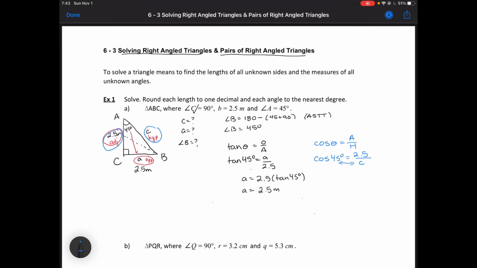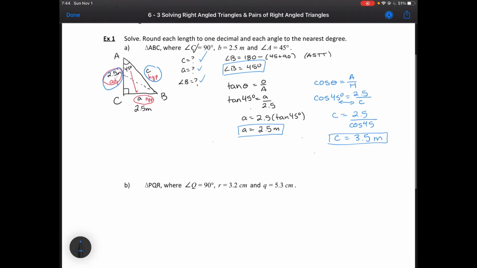Remembering that the solving trick here is just to switch c and cos 45, I can rewrite this as c is equal to 2.5 divided by cos 45, which gives me an answer to 1 decimal place of 3.5 meters. And now I've solved my triangle. I found my angle B, check. I found my little side a, check. And I found my side c. I've now successfully solved the triangle.